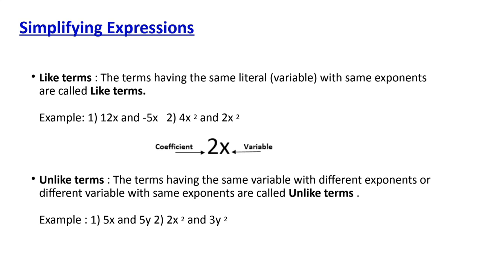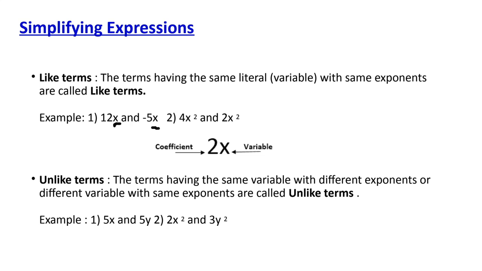But the coefficient in front does not need to be the same. The coefficient can be anything. It'll just tell us what the overall answer is at the end. For example, if I have 12x and negative 5x, the x in both of these is the same. So we have the x here and the x here being the same. So these are like terms.